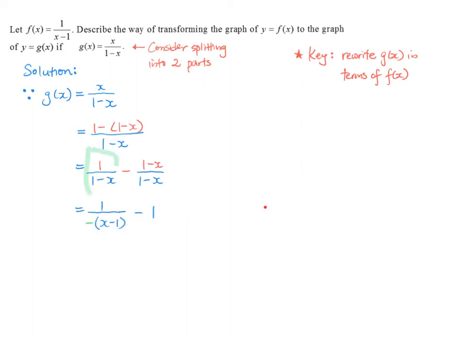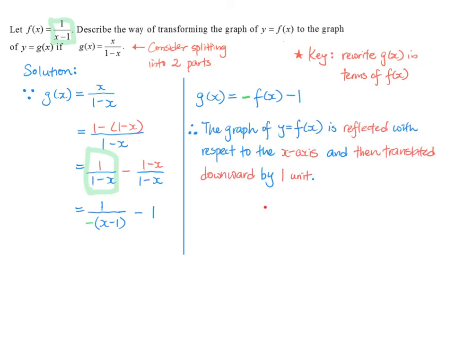Now I could compare this against our f of x, and it's just the negative of each other, and the second term is just 1. And so g of x actually equals negative of f of x and then minus 1. And so to get g of x, f of x is first reflected with respect to the x-axis and then translated downward by 1 unit. But you have to note that the reverse order is not the same, and for your information, it would be like that.